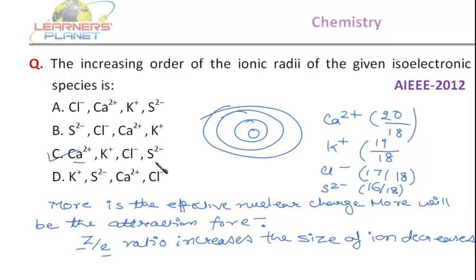Right? So, do remember this, students, that the more the effective nuclear charge, obviously the more the net force of attraction, the smaller will be the radius of the ion. So, the more tightly will the electrons be held. So, in this case, our right answer is C.